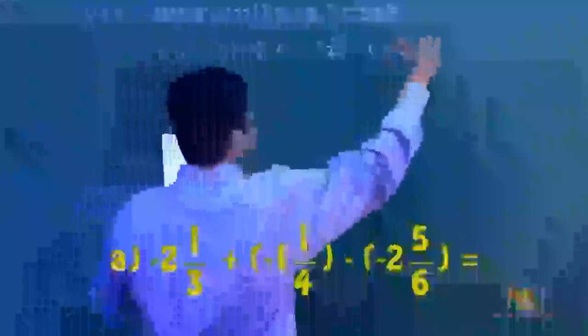Alright, problem number 2a. Okay, you're going to evaluate. Alright, 2a, you're given negative 2 and 1 over 3, plus negative 1 and 1 over 4, and then minus negative 2 and 5 over 6. Should this problem intimidate you? No way. That's what you're going to say. No way, Mr. Mac. This is an easy problem. What ought our first step to be?